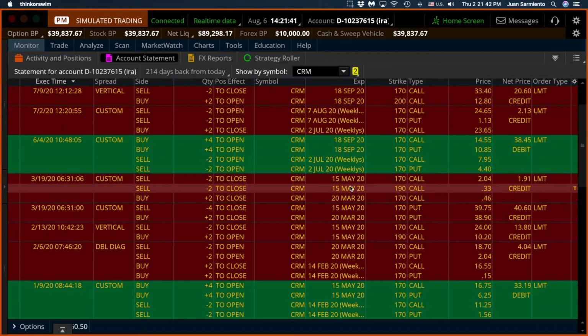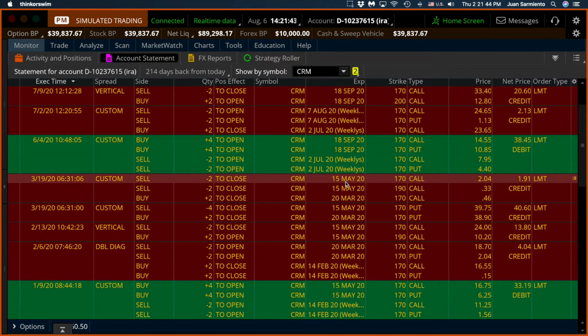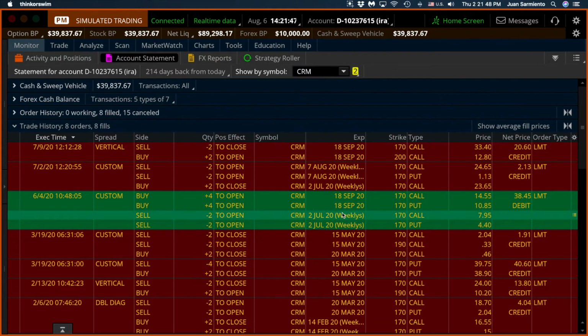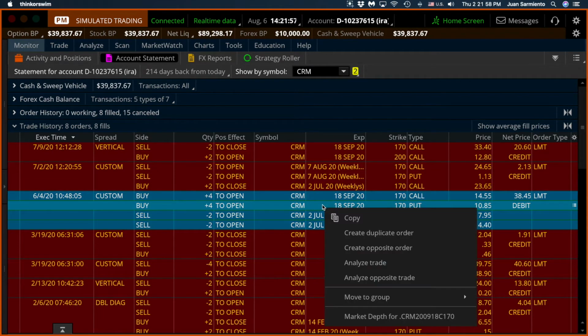Yes, so let's ignore that. That's my previous trade on that. But here's what we have so far. We have a July, September, okay? And you can see here that I did a rollover. So let's analyze this, okay? Analyze.